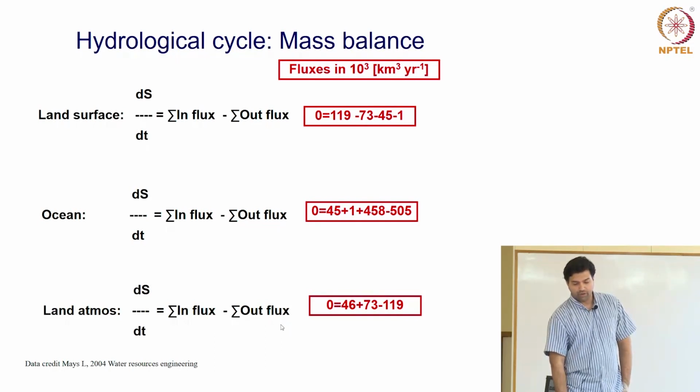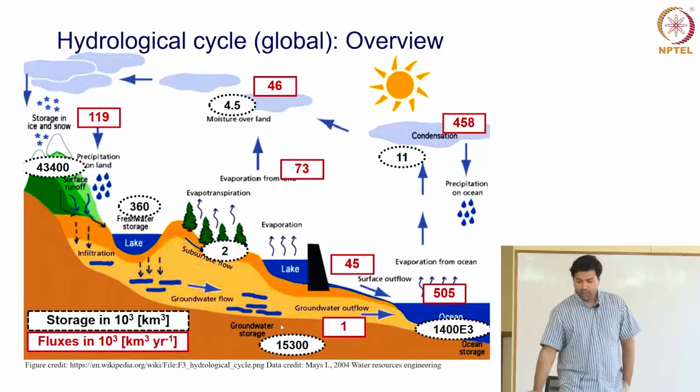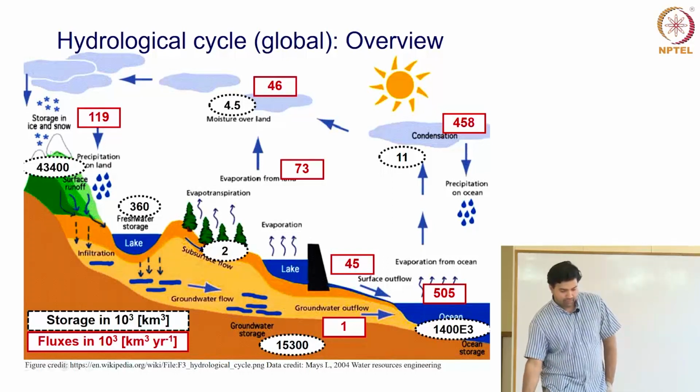So let's go back to the previous slide and see what we do. Basically I'm trying to do a mass balance for this surface. So this is the land surface. 119 is the input, that is the precipitation, and you have 73 as output here, 45 as output here as surface runoff, and 1 as groundwater.